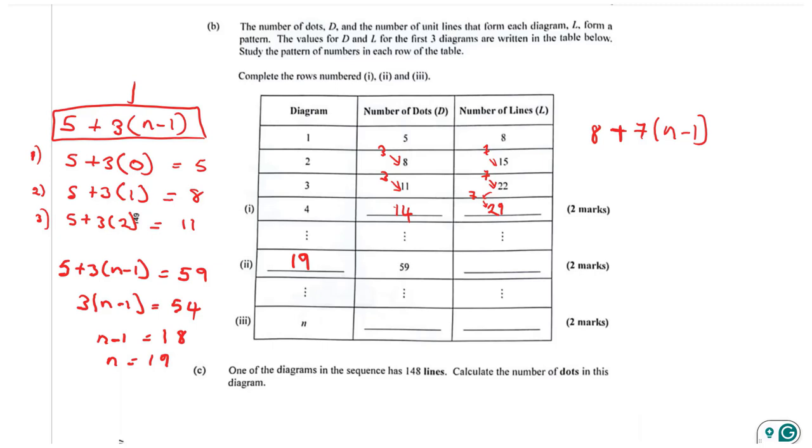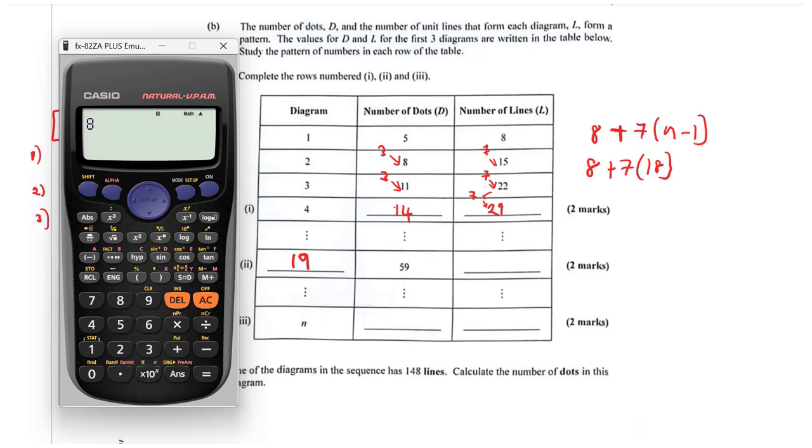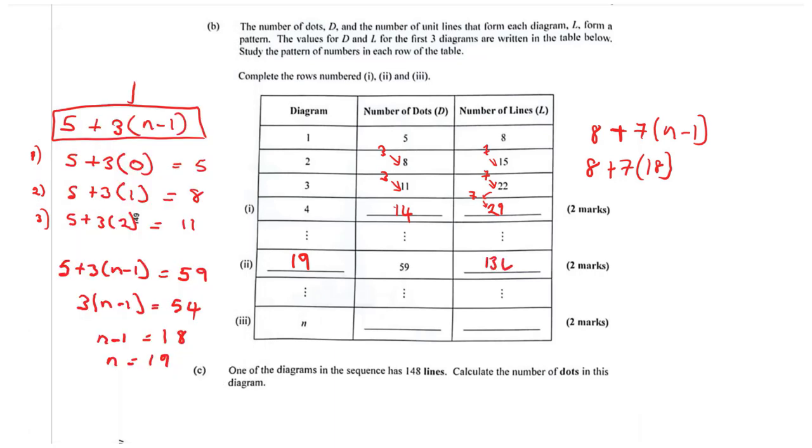So let's find the number of lines associated with diagram number 19. So we're going to have 8 plus 7 times 19 minus 1. That's going to give me 18. And we can get our calculators now. So let's get our calculators. And we're going to say 8 plus 7 times 18. And that is 134. So 134.